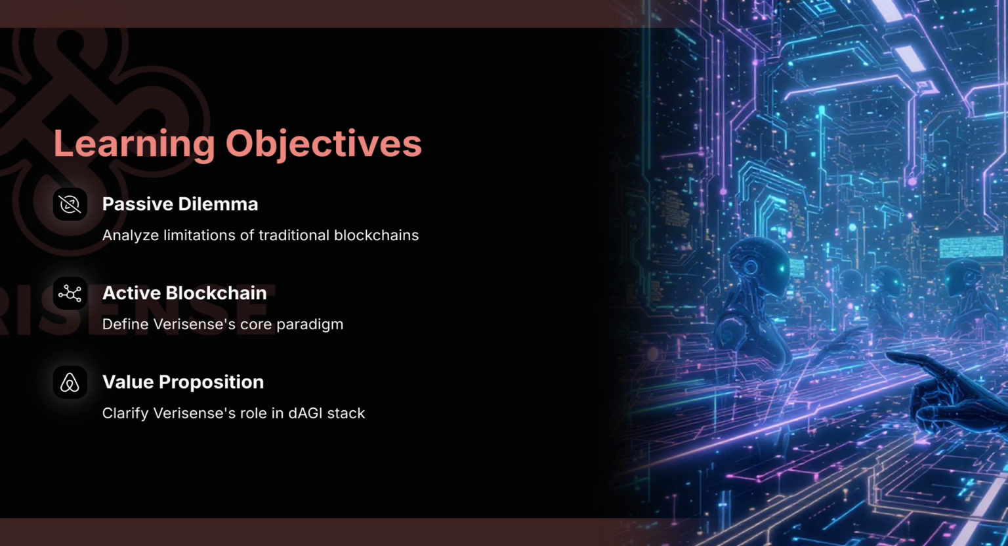Understanding the core concept of the active blockchain, we will define the active blockchain concept as proposed by Verisense and elucidate how it provides on-chain programs with unprecedented autonomous interaction capabilities, clarifying Verisense's value proposition and core contributions. We will explain the pivotal role Verisense plays within the dAGI technology stack and the three major technical contributions it offers to address key industry challenges.